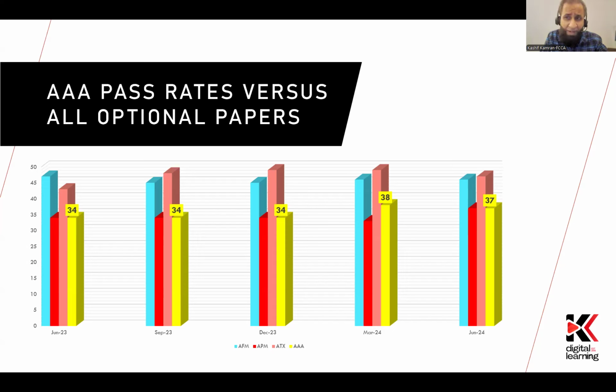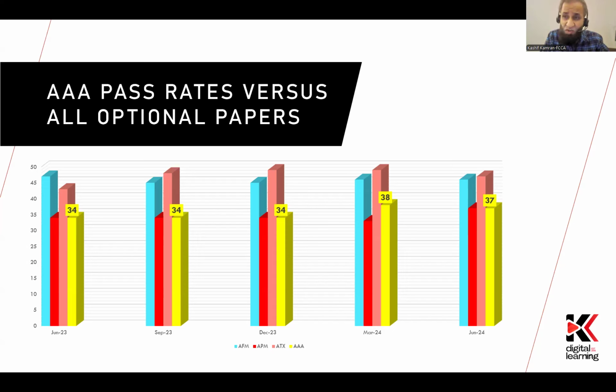APM has very identical pass rates to AAA and is considered the second toughest paper beside AAA. AFM and ATX are the other optional papers where students take a lot of interest, particularly in AFM. Most of the time I see students taking AFM and AAA. That's the most common combination of optional papers the students are opting for.